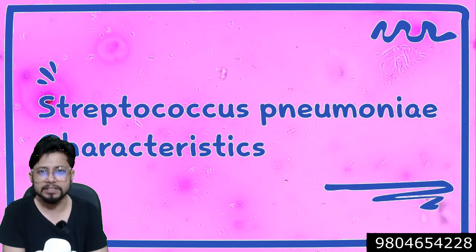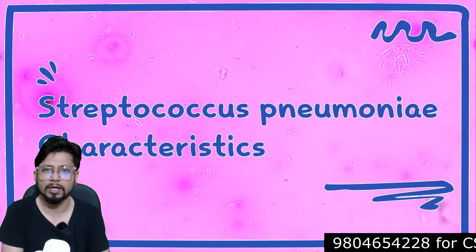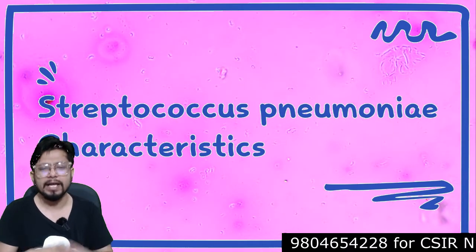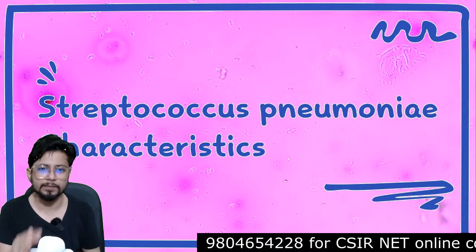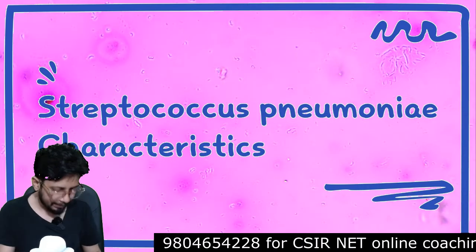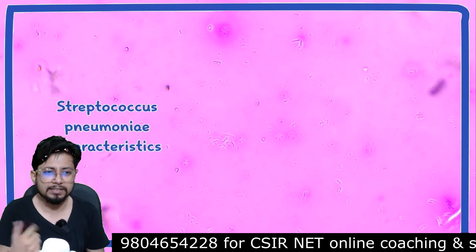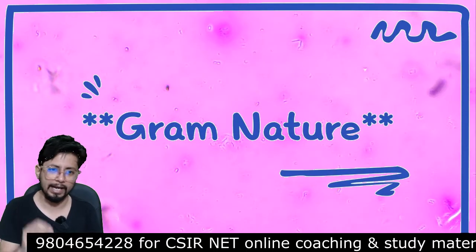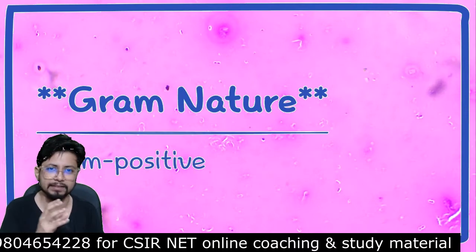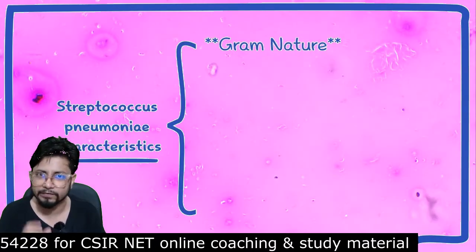In this microbiology lecture, we are going to talk about the Streptococcus pneumoniae characteristics. Everything related to Streptococcus pneumoniae that you need to know to get a basic idea about the bacteria, with all the details. So let's start with the first thing, that is the gram nature of Streptococcus pneumoniae, and we know for simple that Streptococcus pneumoniae are gram positive in nature.